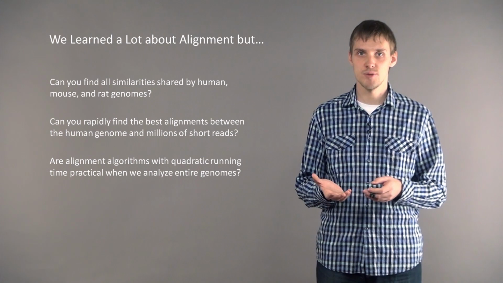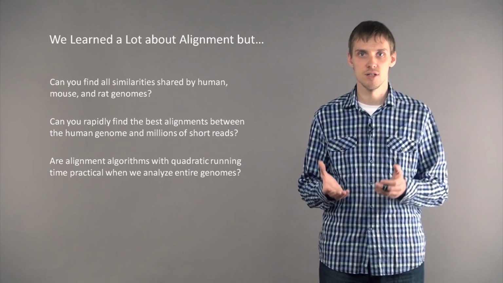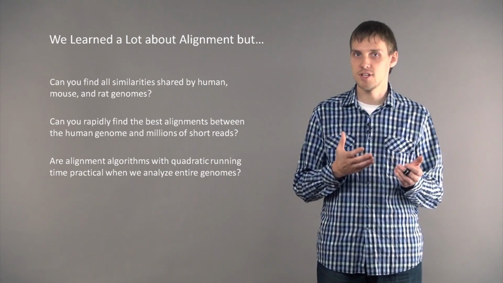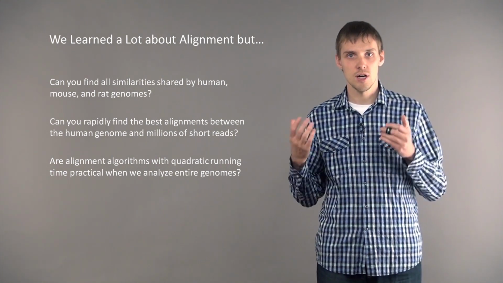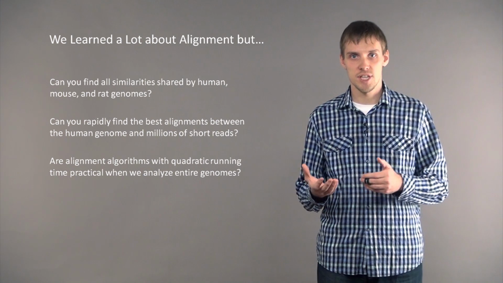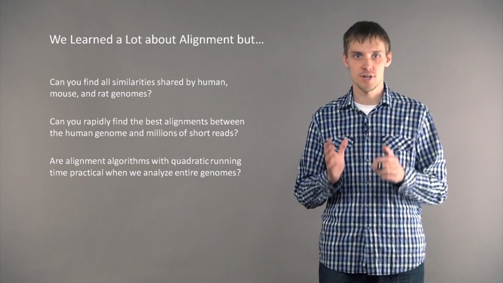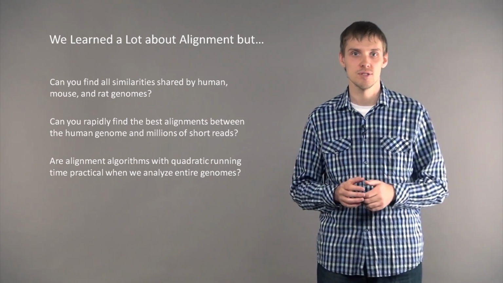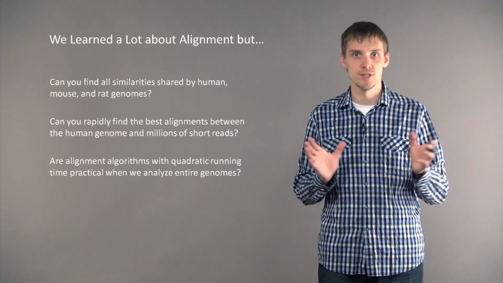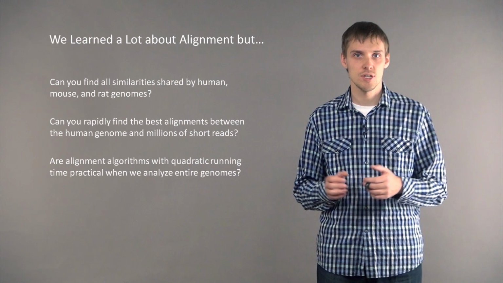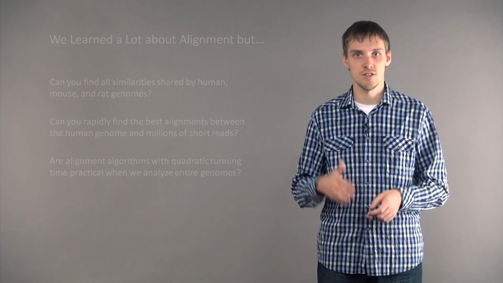But can you find all similarities between human, mouse, and rat genomes, given that these genomes contain billions of nucleotides? Can you rapidly find alignments between the human genome and millions of short reads, which usually are obtained by sequencing of this genome? And are alignment algorithms with quadratic time practical when we analyze entire genomes? Because, as I said, mammalian genomes are very large, and when you try to analyze these genomes, quadratic time usually does not work. And these questions we will discuss in future chapters.